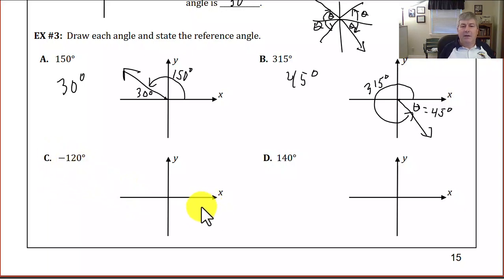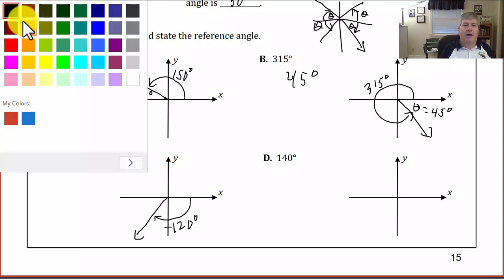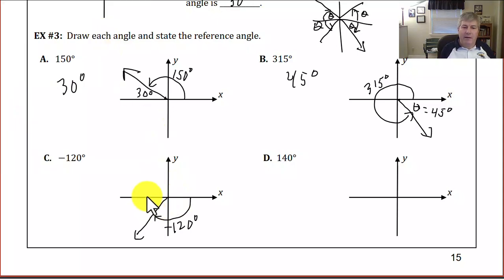In C, negative 120 degrees, so rotate 90 plus another 30 degrees into the third quadrant. There's our negative 120 degree angle, and our reference angle then, squeezed between the x-axis and the terminal side, is 60 degrees. So we have a 60 degree reference angle as our theta.